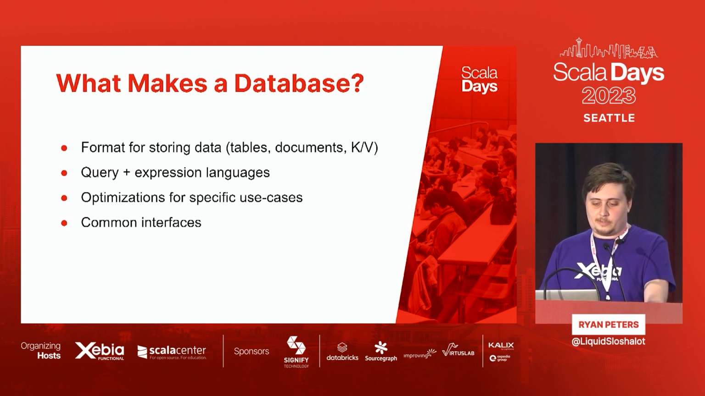So first, let's talk a bit about what I'm trying to do here, making a database, right? So you need a lot of different things. You need a format for storing data. Usually that's a table. You need some way to define queries or some kind of expression language. You need optimizations for specific use cases. So let's say you want to have indexes on tables to speed up queries. That's one thing that you might want to do. And then you need some kind of common interface. Like most databases out there, Postgres, MySQL, you can access them with a million different protocols, not the least of which is JDBC. Not everyone's favorite protocol, but it's there and it works and it's stable.